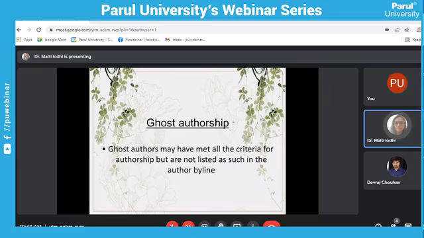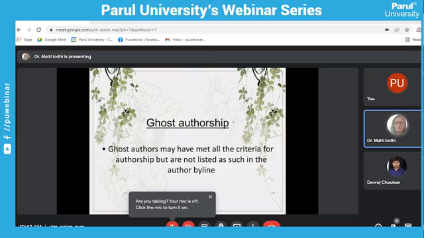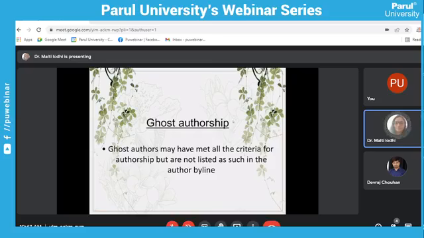Now we'll see ghost authorship. Ghost authors may have met all criteria for authorship, but are not listed as such in the author byline. They are not listed as an author, but they have met all the criteria of authorship.